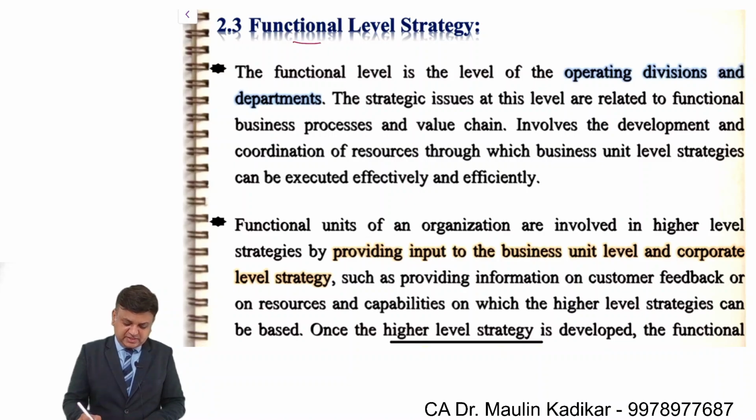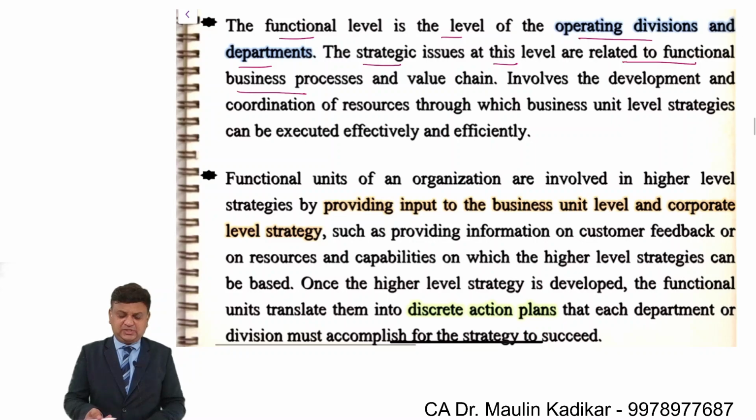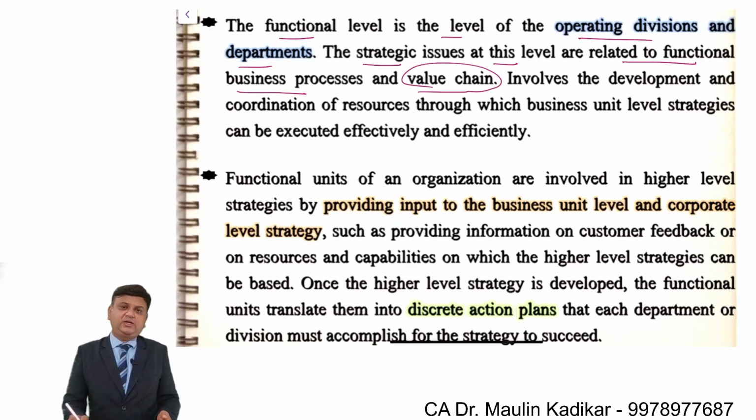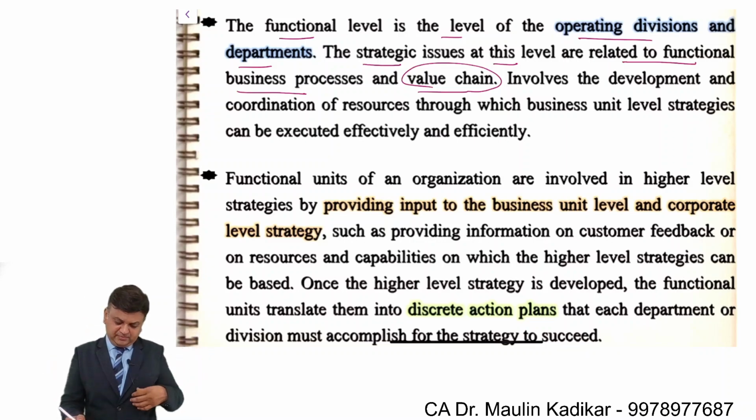Next is functional level strategy. The functional level is the level of the operating divisions. Okay, that's very simple. And the departments. How effectively you are able to execute the things, that you can think about. Strategic issues at this level are connected and related to the functional business process and value chain. Value chain means that say you purchase the raw material, you process the raw material, you convert that into finished goods. So you send it to the wholesaler, from wholesaler to retailer, retailer directly to the customer. So this is what we understand as a value chain.